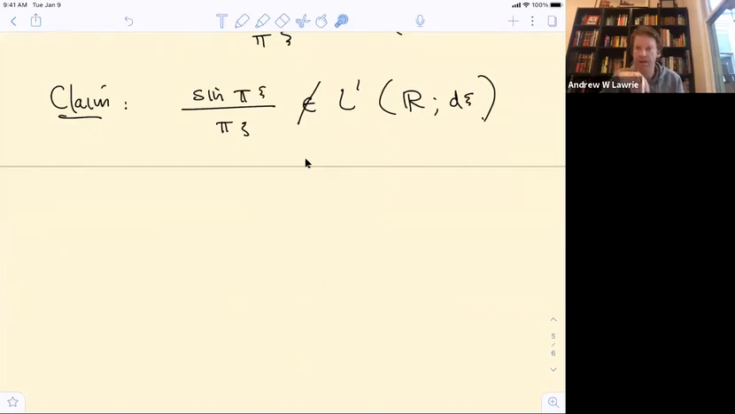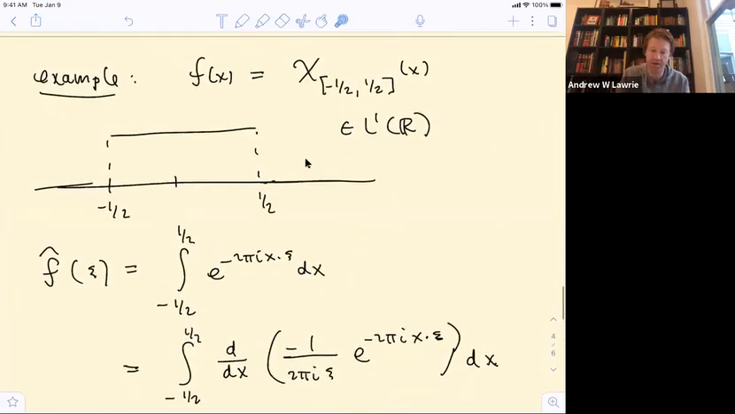So next time we'll see that if I require some smoothness... the thing that's bad here is that this function has this lack of smoothness. And once we start adding smoothness, then we're going to get decay of the Fourier transform. And we'll make that explicit next time.